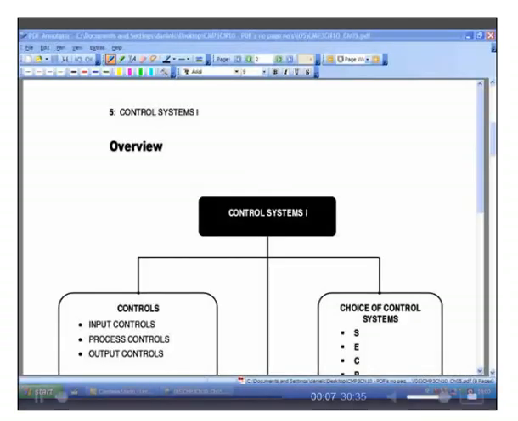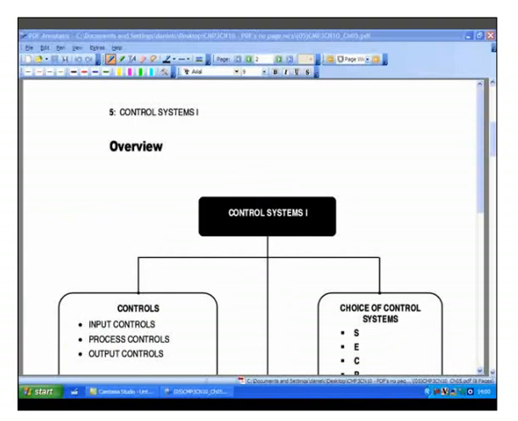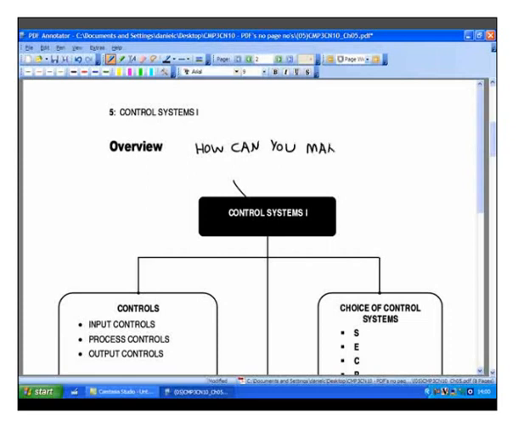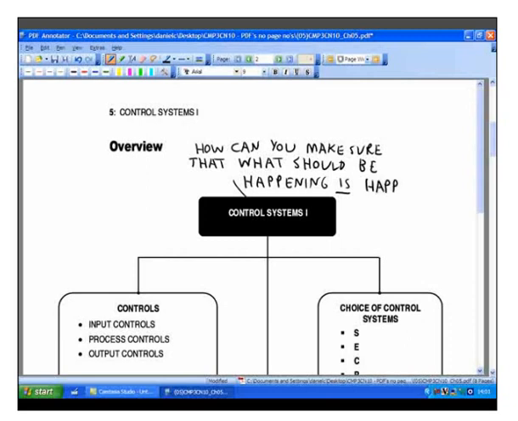In the next chapter, having looked at risk in some detail, we start looking at controls. In other words, how you can reduce risk. Or to use another definition of control, how can you make sure that what should be happening is happening? How do you know? Well, the way you know is by having controls.